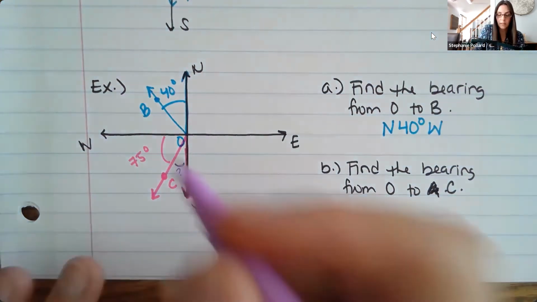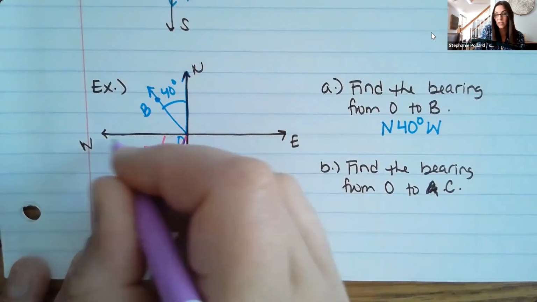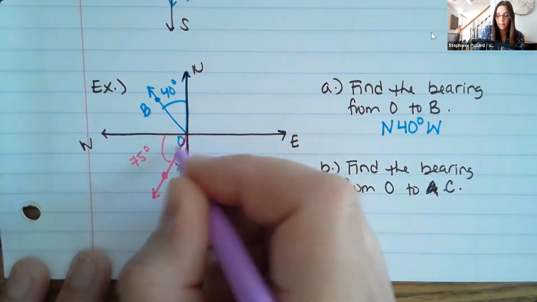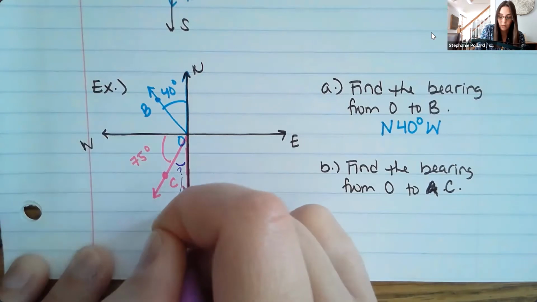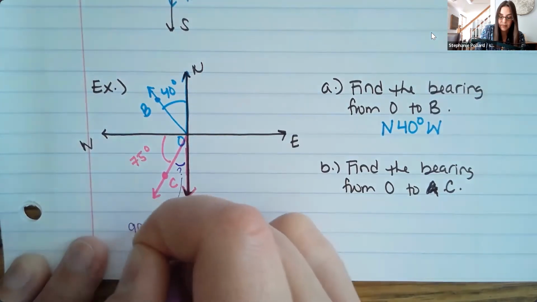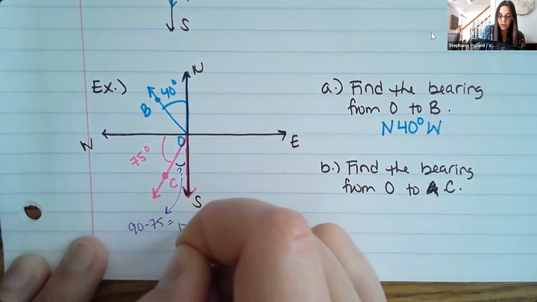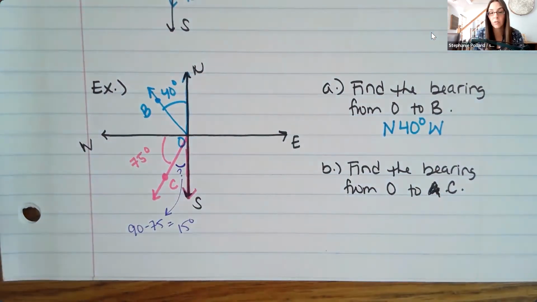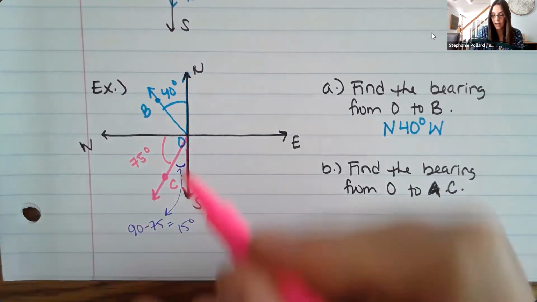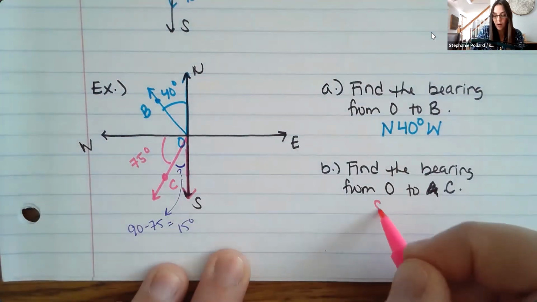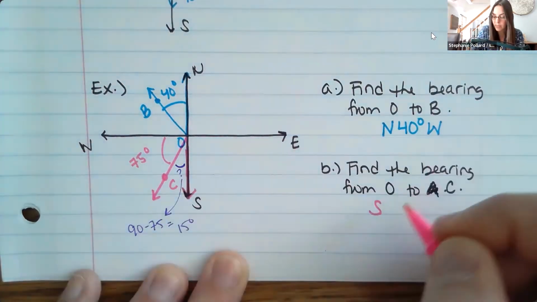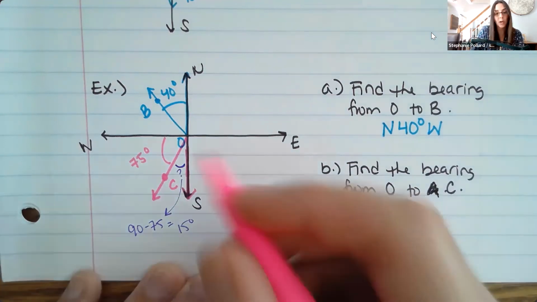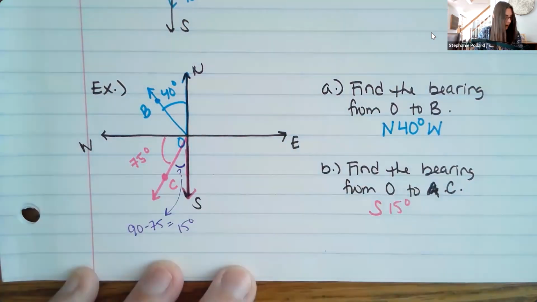If you think about this quadrant, it would have 90 degrees in it, a perfect right angle. So 90 degrees minus that 75 leaves you with 15 degrees. The angle we're looking for is actually the 15-degree angle because it's off that north-south line. It's going to be south, because we're off the south side, 15 degrees. And this one happens to be on the west side, so we will write south 15 degrees west.